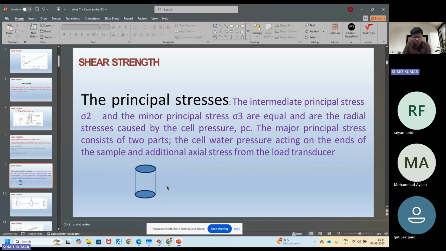Let me read this point again, and then I will elaborate on it. The point is: the intermediate principal stress sigma 2 and the minor principal stress sigma 3 are equal and are radial stress caused by the cell pressure. Let's understand up to this point only. Okay, is my arrow visible?